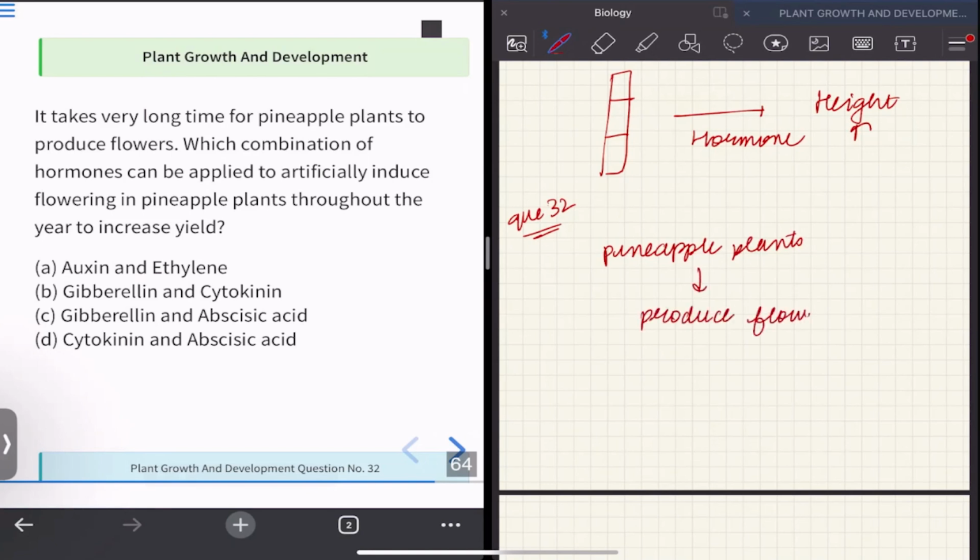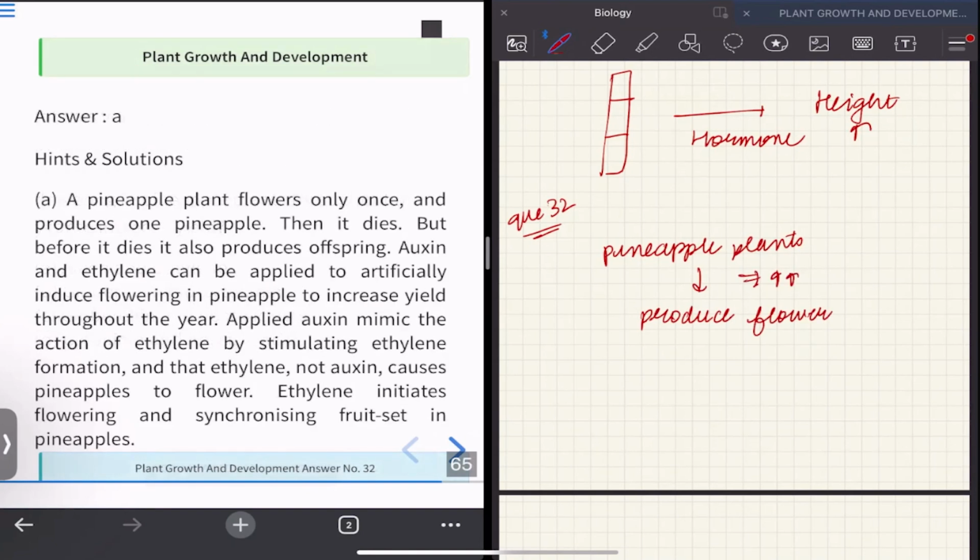So how do we hasten this process? In order to hasten this process, the pineapple plant flowers only once, and one plant will only produce one pineapple. Then it dies, but before it dies, it also produces offspring.